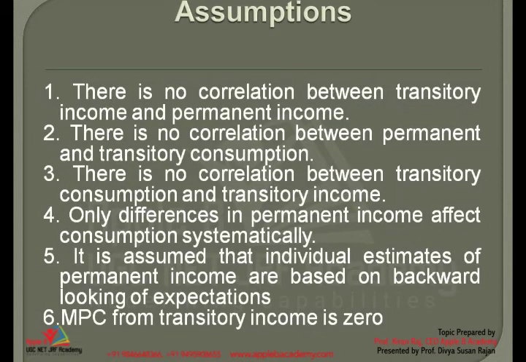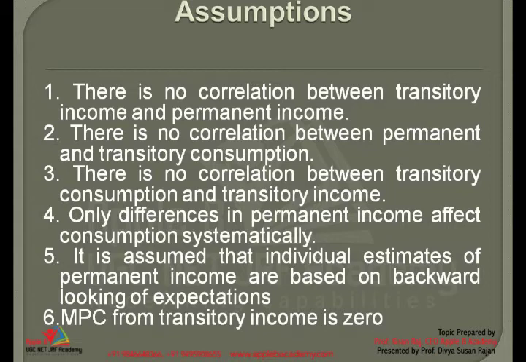Now, the assumptions play a very important role in answering questions on the permanent income hypothesis or consumption theory with respect to Friedman. The first assumption is that there is no correlation between transitory income and permanent income. Now, transitory income is not the expected income, but the income which is in transition all the time. So cash in hand can be taken as transitory income. The second assumption is there is no correlation between permanent and transitory consumption. Third, there is no correlation between transitory consumption and transitory income. Fourth, only differences in permanent income affect consumption systematically.